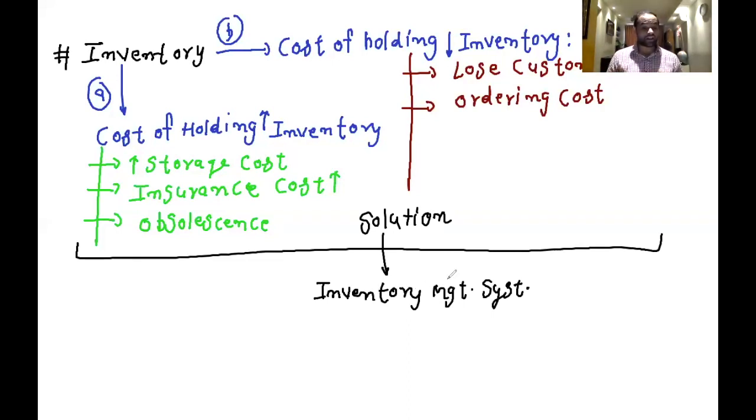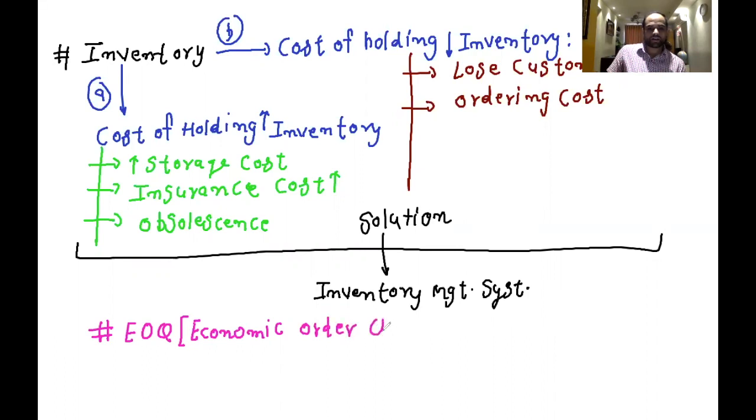If we are able to manage our inventory, of course, we will be able to manage our working capital. So what is inside the inventory management system? In this inventory management system, we have EOQ. EOQ stands for economic order quantity.